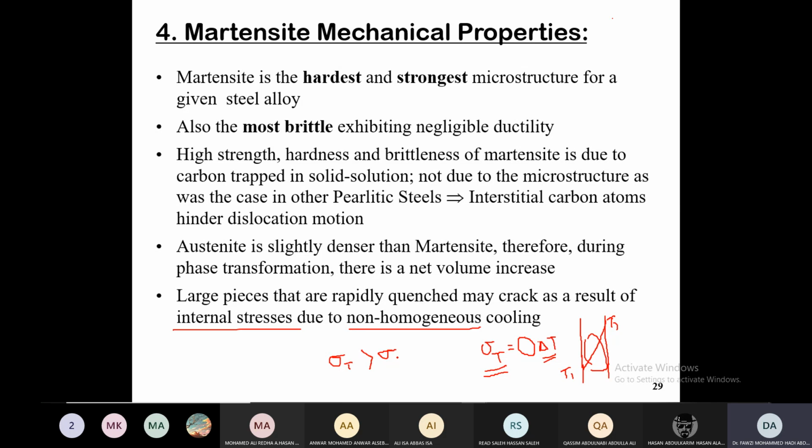I want the shear stress bigger than the shear modulus, shear yield strength, like that. If this is bigger than that, the material is going to crack.